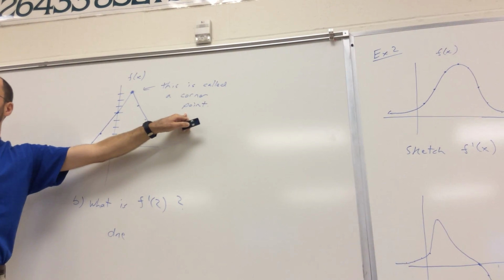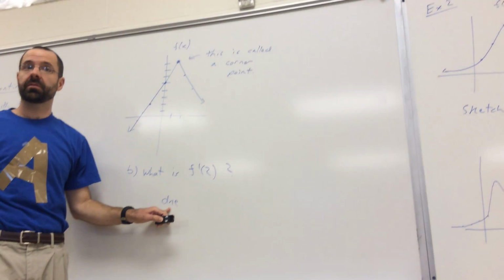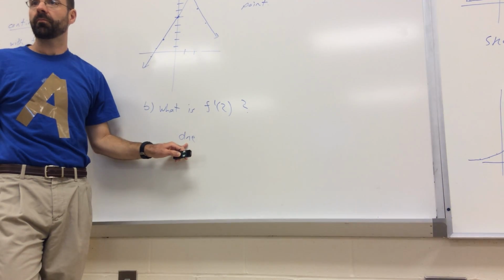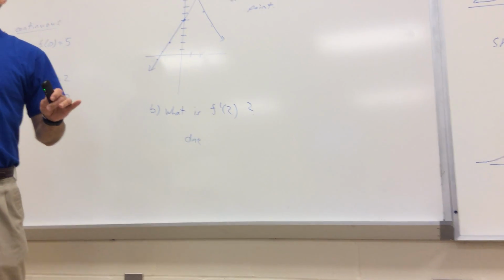And whenever you have a corner point, in other words, a sharp change in the slope of a graph, then the slope doesn't exist. So anytime you see a corner point on the graph, you'll know, hey, the slope doesn't exist there.